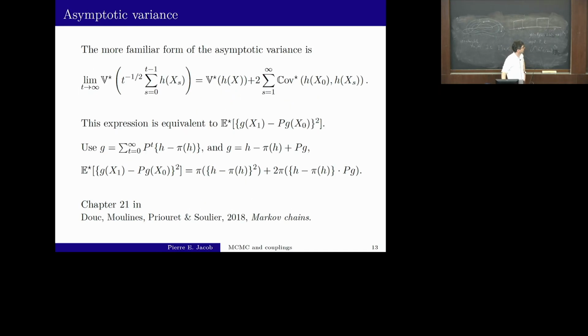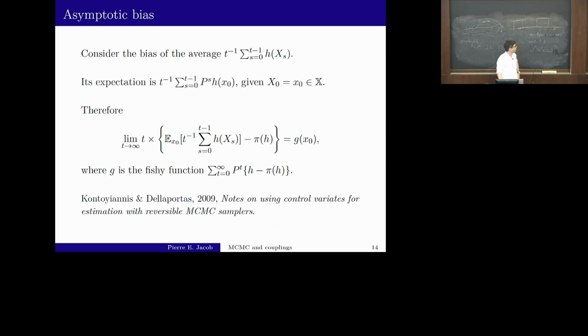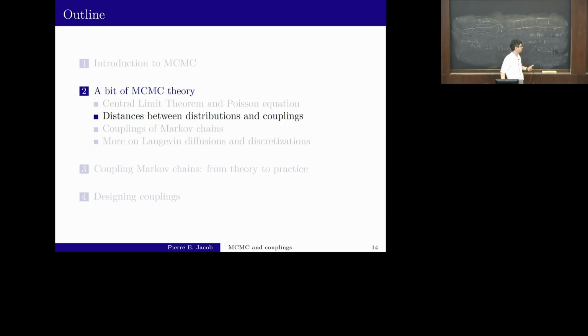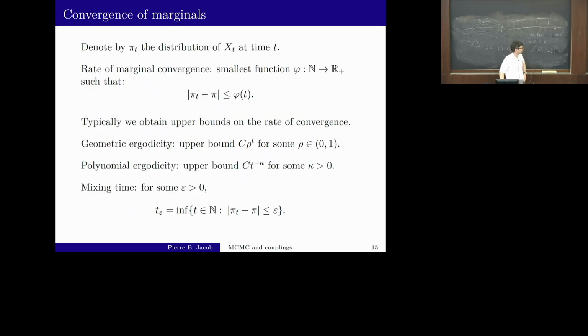Okay. So I want to move on a bit to also the concept of couplings and just one proof of convergence of the marginals, so pi t going to pi. I'll mention another proof for the Langevin diffusion, and that will be it for today.